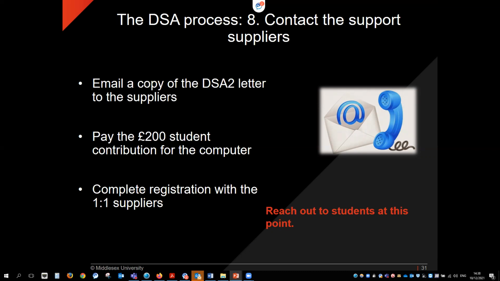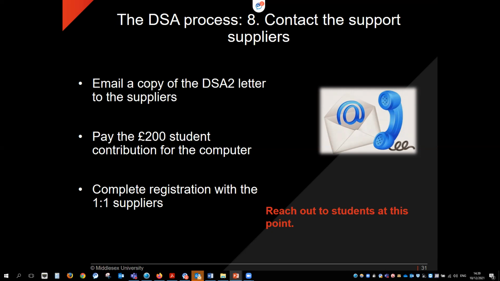So once the student receives the DSA2 letter with all the support suppliers and approved support, it's their responsibility to contact the support suppliers. And this is another point where you as professionals will probably have to check with the student, have you received the letter? Okay, so what does the student need to do? They need to email a copy of the DSA2 letter to the support suppliers listed on it. If they have been approved for a computer, for example, pay the £200 directly to the chosen equipment supplier.